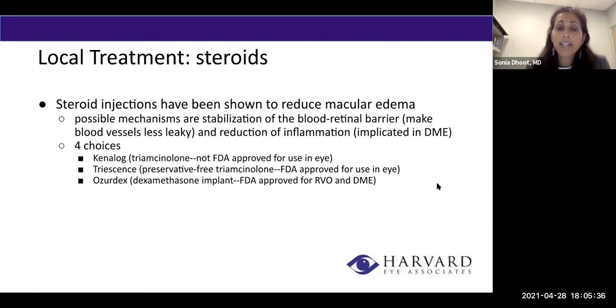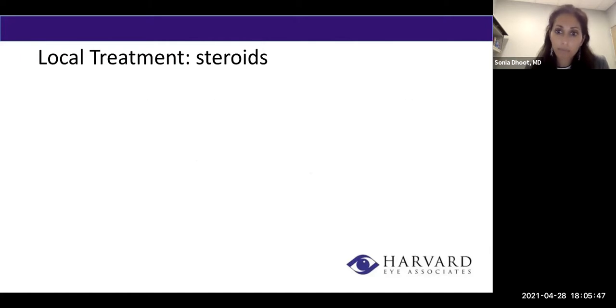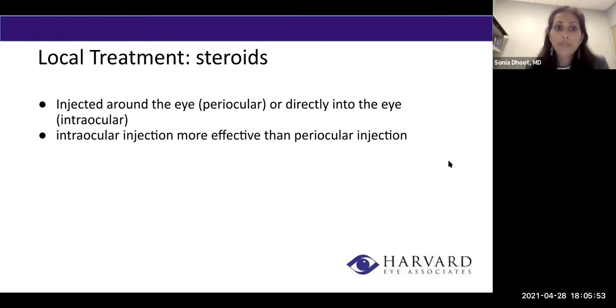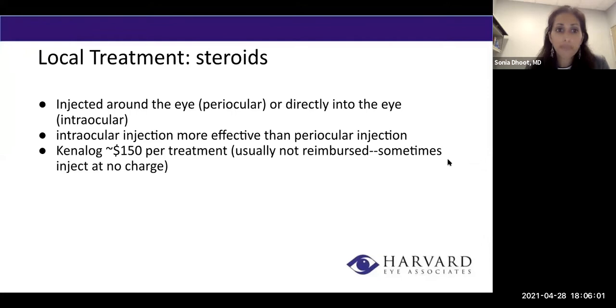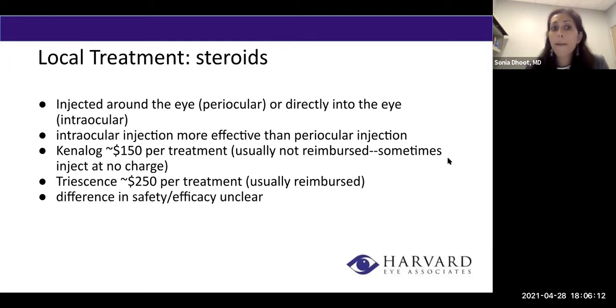Ozurdex, which is a dexamethasone implant that slowly releases steroid. Or Iluvien, and the Iluvien is actually a 3-year implant. So it's either injected around the eye or directly into the eye. Obviously, injecting it into the eye is going to be more effective because it gets the drug to the back of the eye where it needs to be. And Kenalog is about $150 per treatment, since we were just comparing all of the other costs. Triessence is about $250 per treatment, and the difference between those is kind of unclear.